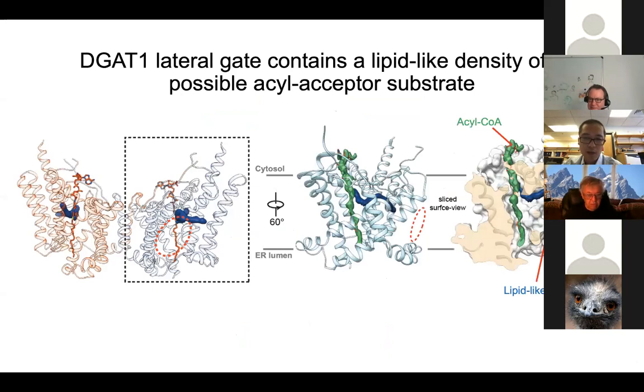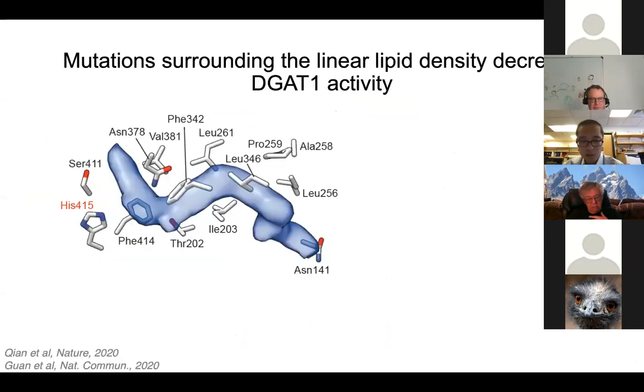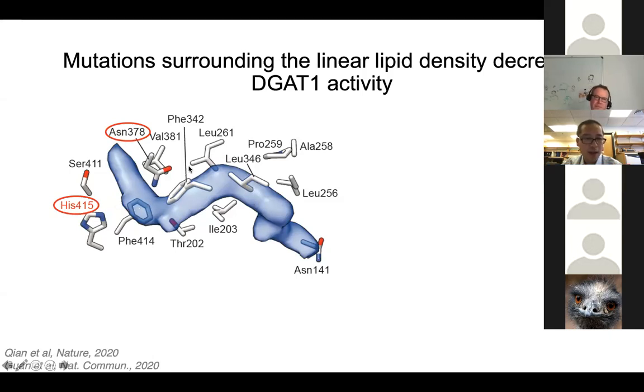And this is another view of how this density is located in the acyl-CoA complex structure. You can see it is located orthogonally to the acyl-CoA substrate. And if we look more into the structure, not only two essential residues, asparagine and histidine, are right next to this unknown lipid density, but all the hydrophobic residues here construct a linear pocket to house this lipid molecule, okay?